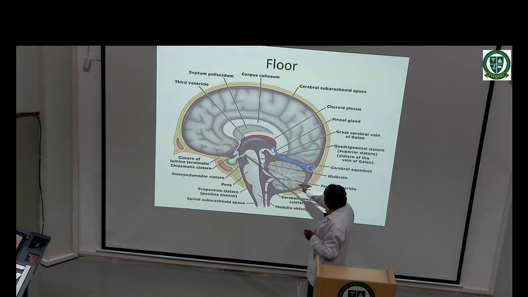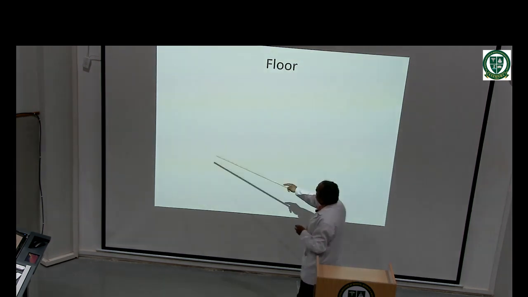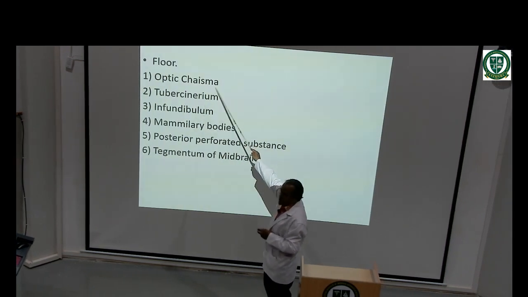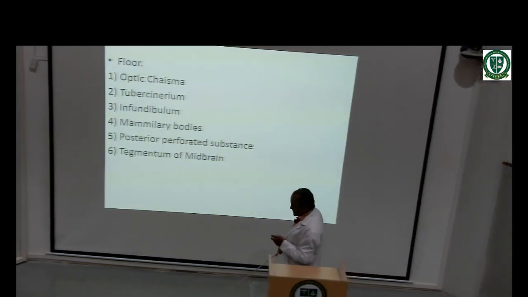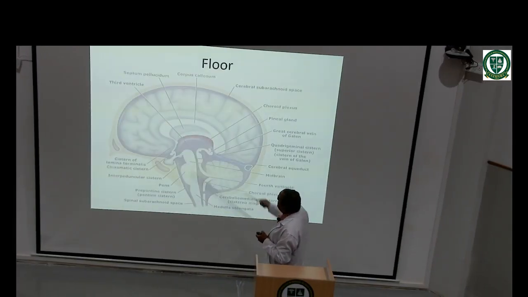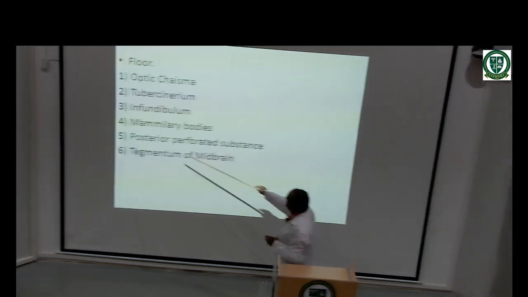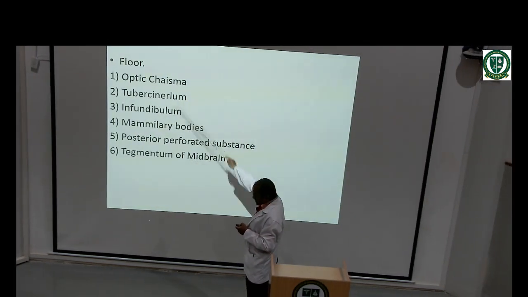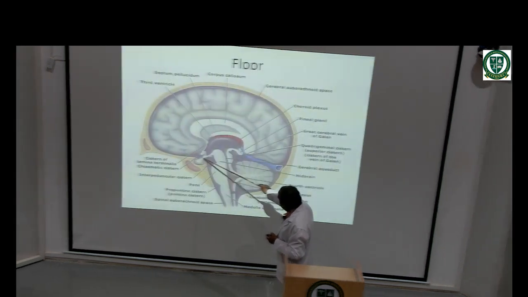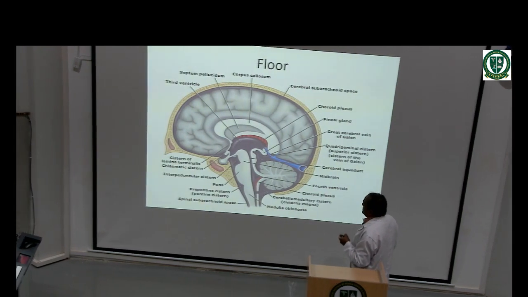So these are the structures which form the floor of the third ventricle. What are the structures from anterior to posterior side? One is the optic chiasma. You know the optic chiasma is formed by the crossing of the optic nerve fibers. So this is the optic chiasma in the sagittal section. Next, this is the infundibulum. Next, tuber cinereum. Here it's actually not shown. So this is the tuber cinereum, which is present in the floor.